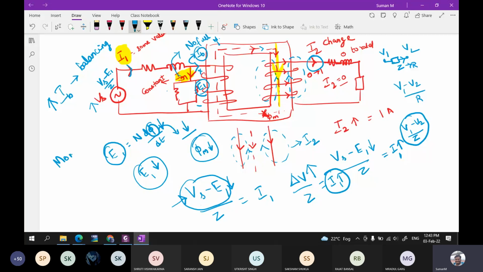Momentarily, you can understand the point. Momentarily the mutual flux will decrease. When the mutual flux is decreased, then the EMF induced is decreased. If the EMF induced is decreased, then the current flowing through this path is going to increase. If the current flowing through the path, this is IM1, is increasing, then already I told that this I1 is increasing, then IM is constant, as I already told.